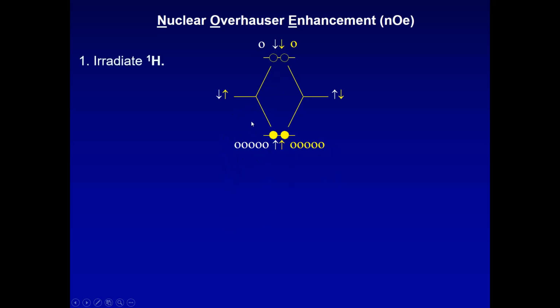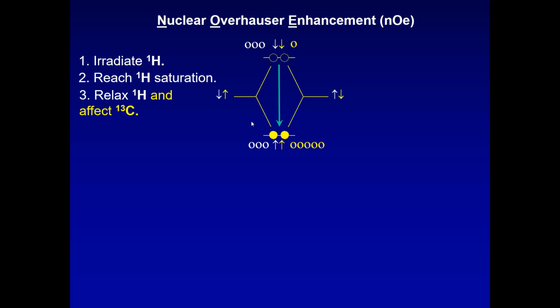If we irradiate the protons, we can gradually equilibrate their distribution between high and low energy states. We do this until we reach saturation. Once it's equilibrated, we can't do any more. We're not going to actually reverse it.